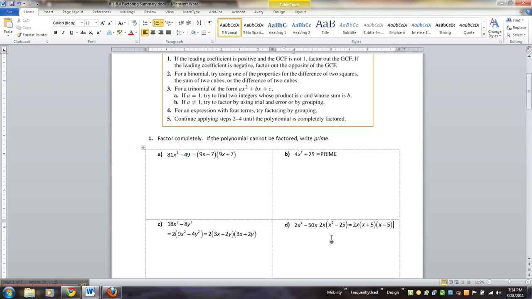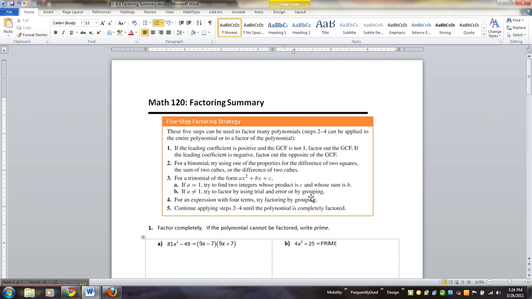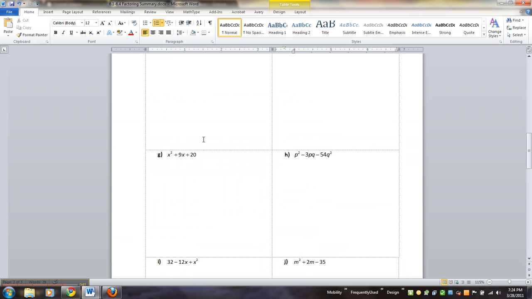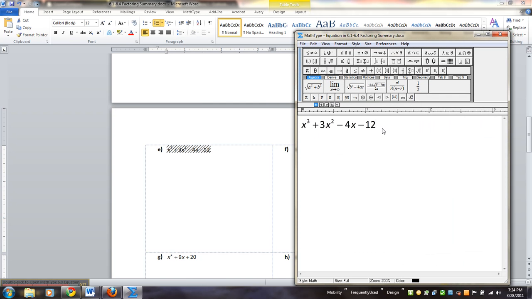Let's move on to the 4-term ones, which are mentioned at the bottom. 4 terms you factor by grouping. I'm just going to do one of these right here. You look at the first 2 terms, they both have an x squared. So you take an x squared out and you write what's left. And you look at the back 2, they both have a minus 4, and you write what's left. And notice the parentheses are the same. That's good. We want that.